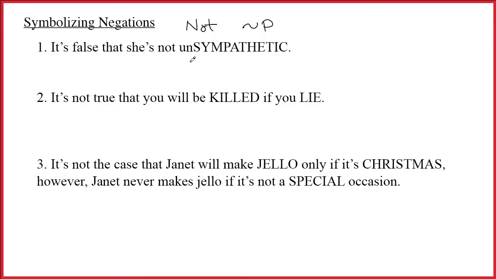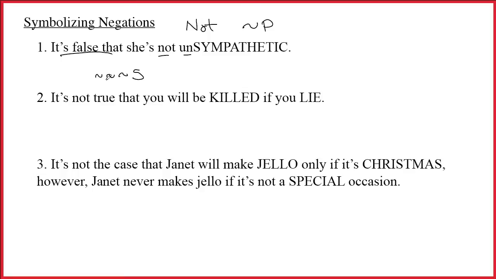It's false that she's not unsympathetic. Well, if you look at this sentence, we can see that we have three synonyms for not. The underlying simple sentence is she is sympathetic. By convention, our capital letters stand for positive sentences, so here is she is sympathetic, and then what we can do is just add the three tildes out in front. We don't need to separate them with parentheses or anything. This just says it's false that she's not unsympathetic.